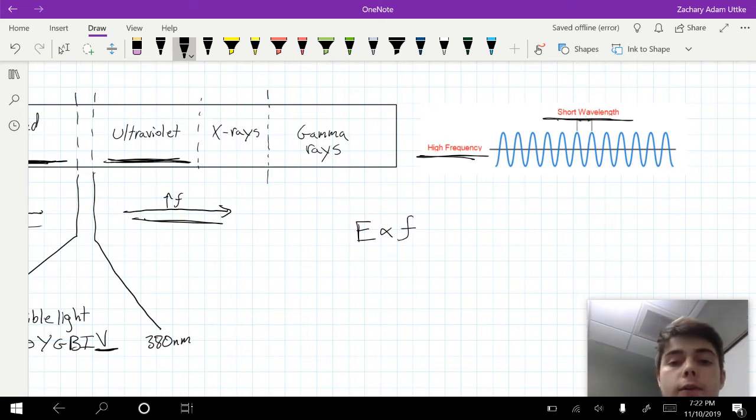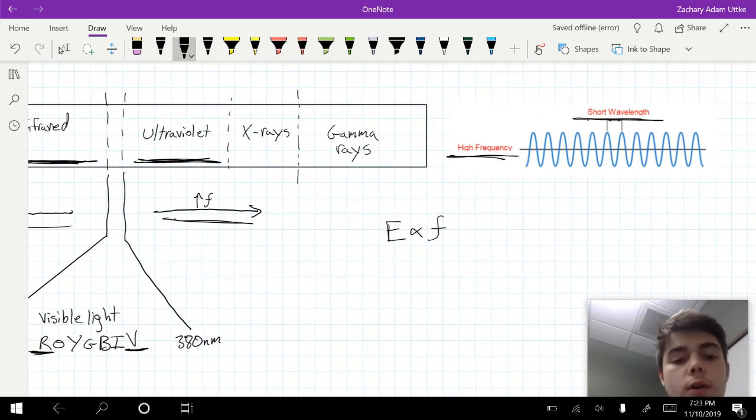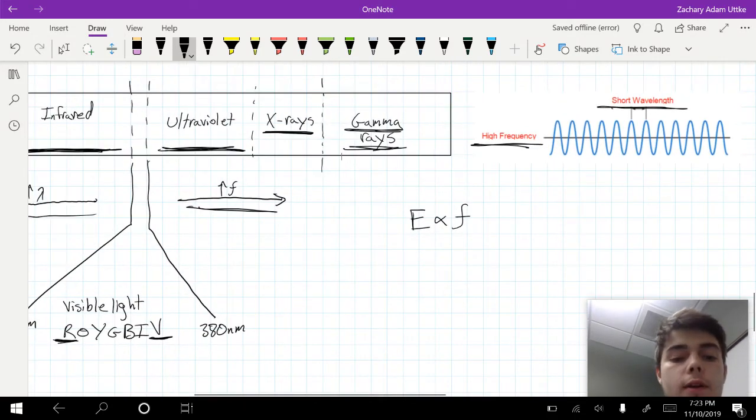Soon enough, it'll be important that we know that energy is proportional to frequency. The higher the frequency is, the higher the energy is, which does make sense. You don't want to be in X-rays for too long, or even gamma rays for too long, because those high frequency waves can be very damaging. They have a lot of energy.